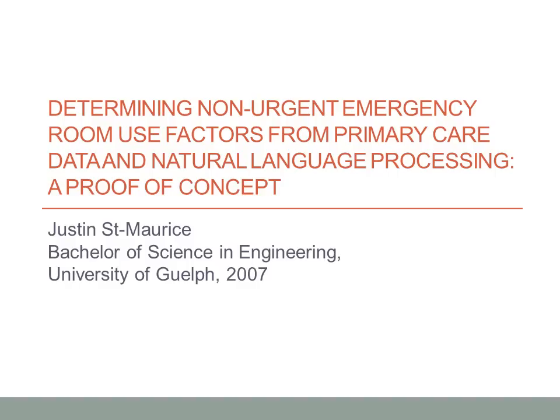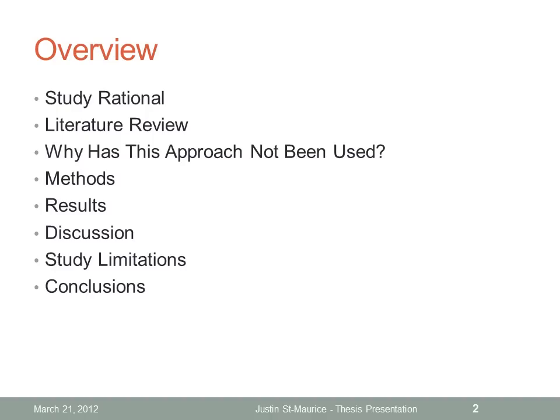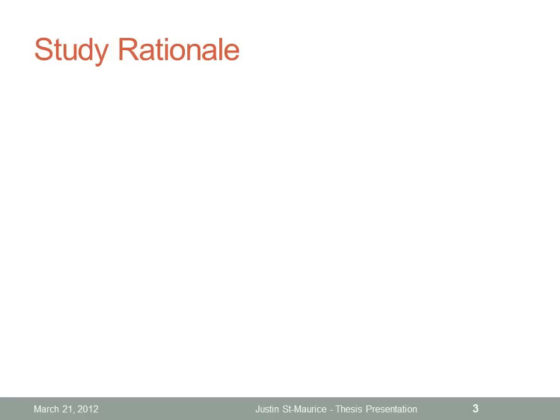The name of my thesis is Determining Non-Urgent Emergency Room Use Factors from Primary Care Data and Natural Language Processing, a Proof of Concept. What I'm going to do today for my presentation is talk about the study's rationale, go through a literature review, talk about why this approach has not been used in the past and why this is a little bit unique, rather very unique. I'm going to go through some methods and results, do some discussion about those results, talk about the limitations, and wrap up with some conclusions.